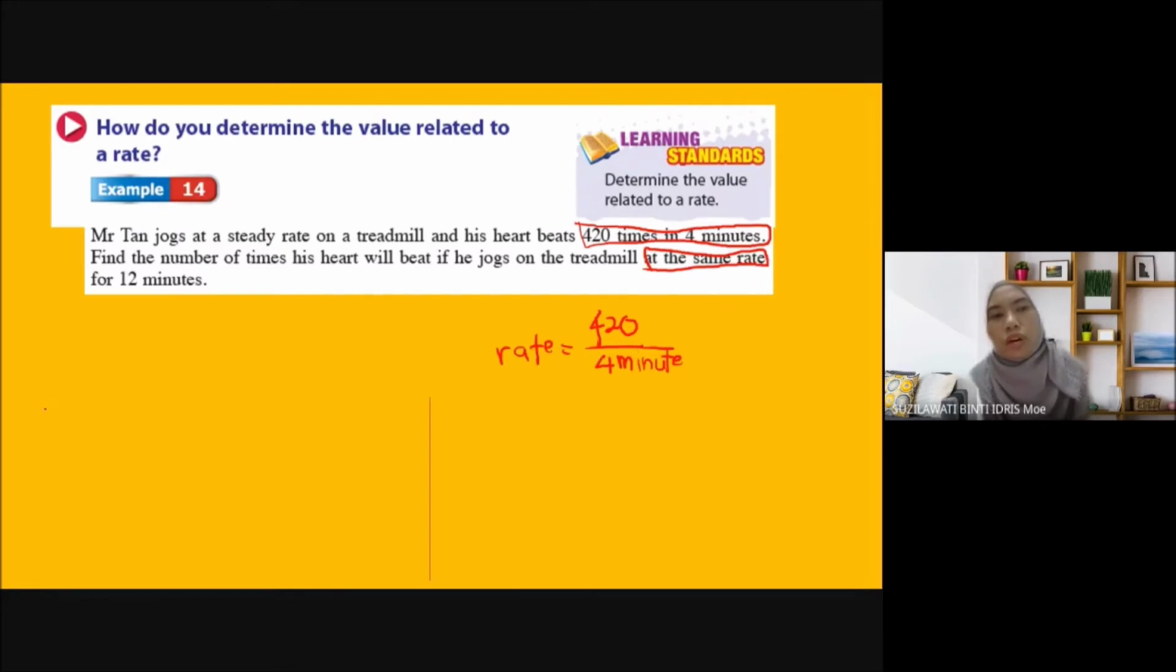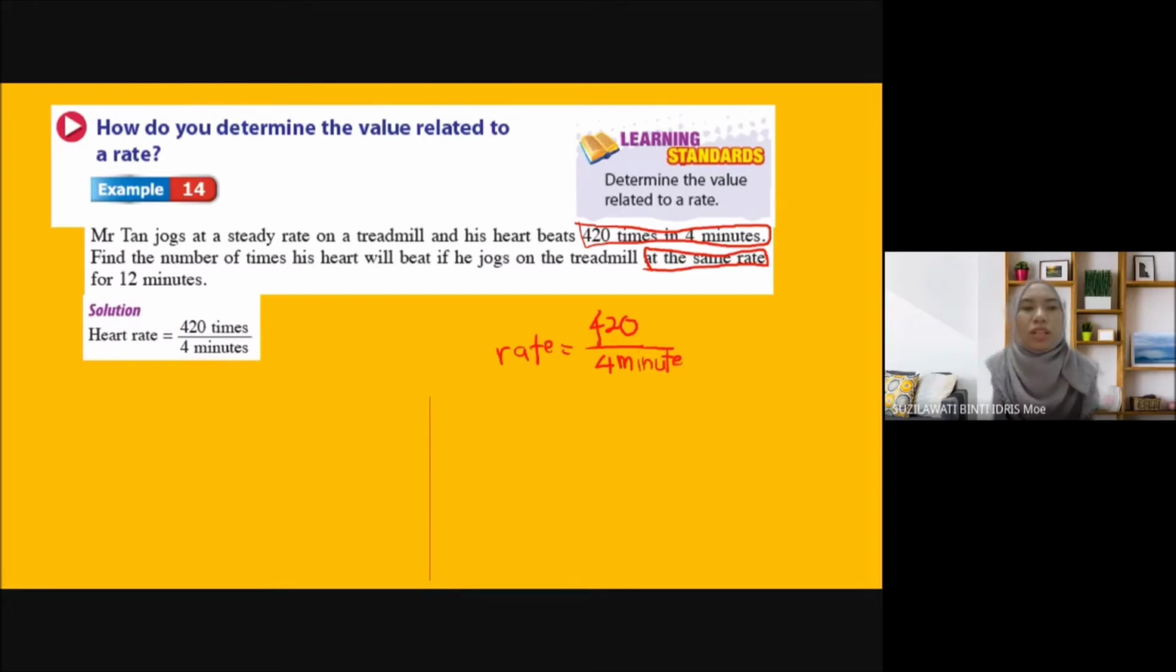So we need to find the number of times his heart will beat. Kita nak kena cari degupan jantung dia selama 12 minit. Kita tahu degupan jantung dia 420 times in 4 minutes. What is his heartbeat in 12 minutes? Okay, so there are two ways to solve this problem. First here, the solution.